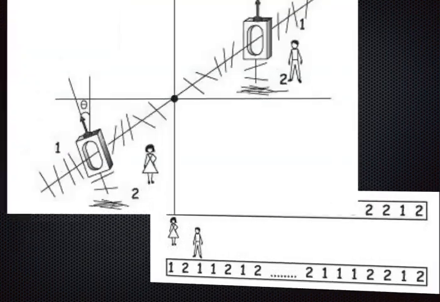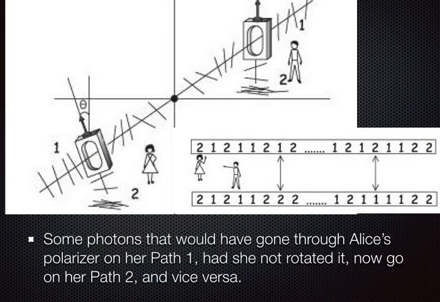Here's what Bell said. Now let's take one, and you know what? Let's rotate it at some angle. We'll call it theta. Very small angle. So some photons now that would have gone through Alice's polarizer, had she not rotated, now go on her path 2 too. So there's some that would have gone through, but now you rotate it just enough where it won't go through and it goes on path 2. Now Bob's is the same. So now when Alice and Bob match up, there's going to be some mismatches. Because obviously Alice is getting some on 1 and Bob's getting them at 2 because she rotated hers slightly.